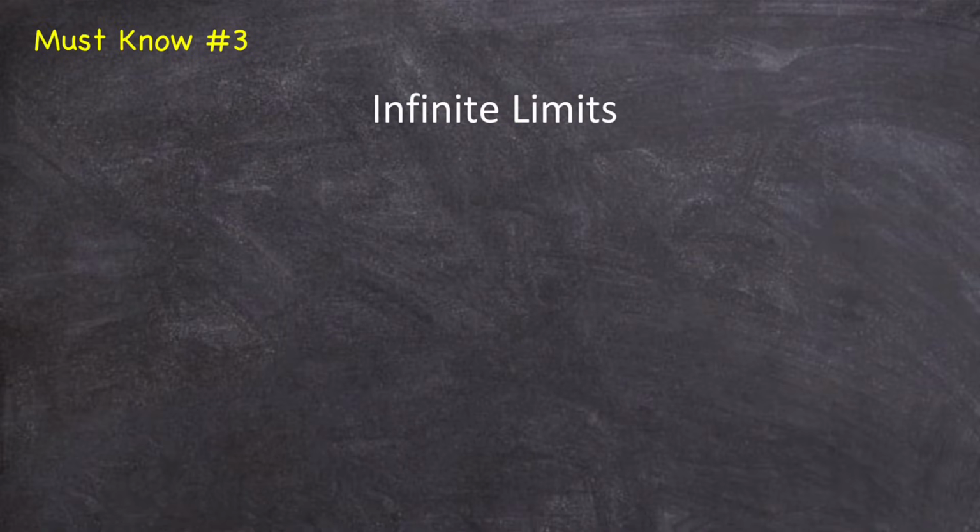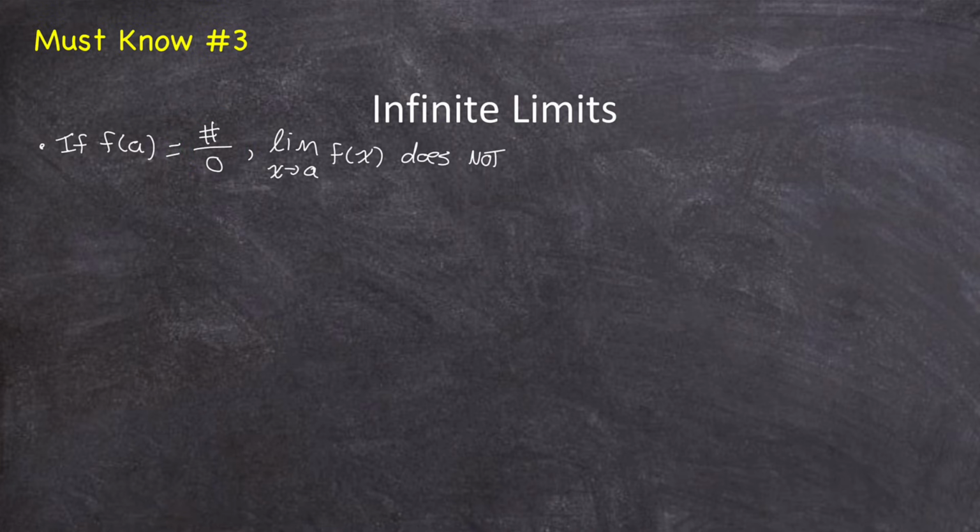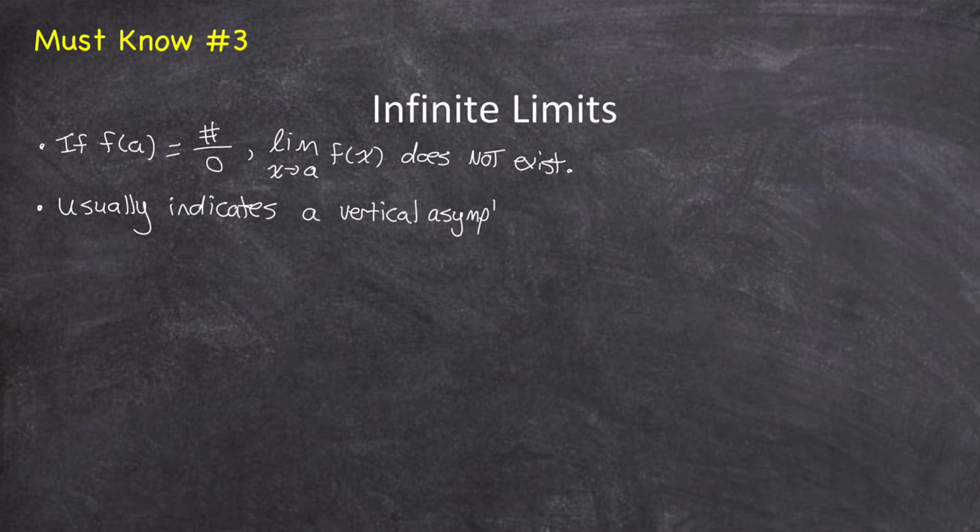Must know number 3, infinite limits. In this section, we'll look more carefully at what if the value of f at a equals some non-zero number over 0. This expression is undefined and actually indicates that the limit of f at x as x approaches a does not exist. And also, it usually indicates that there's a vertical asymptote at x equals a. But to know for sure if there's a vertical asymptote at x equals a, you have to check both the left and right-hand limits.